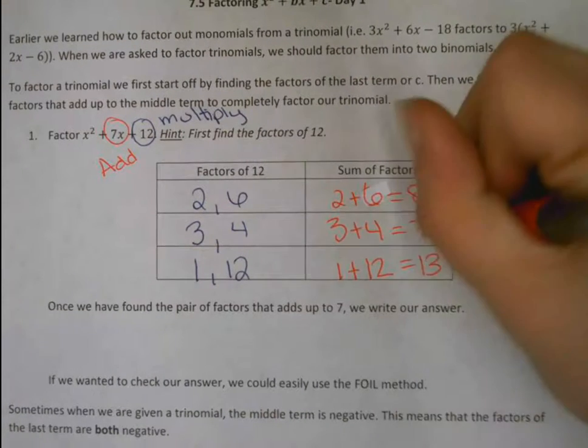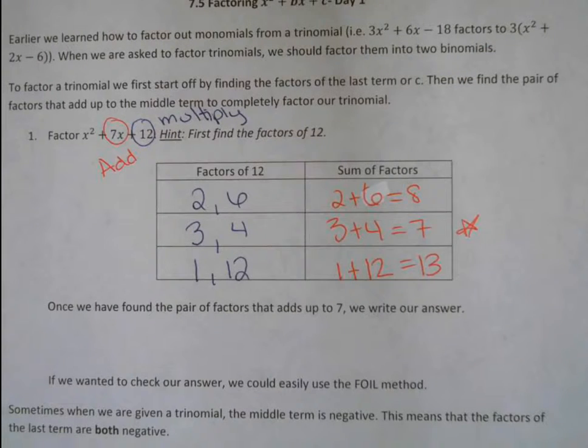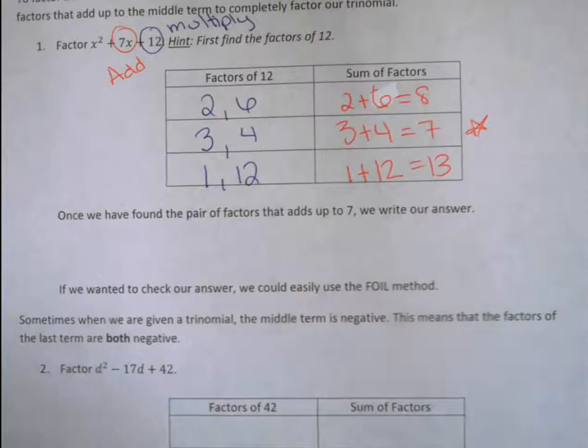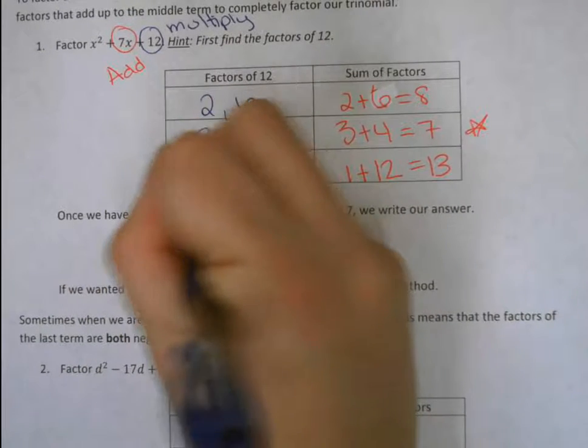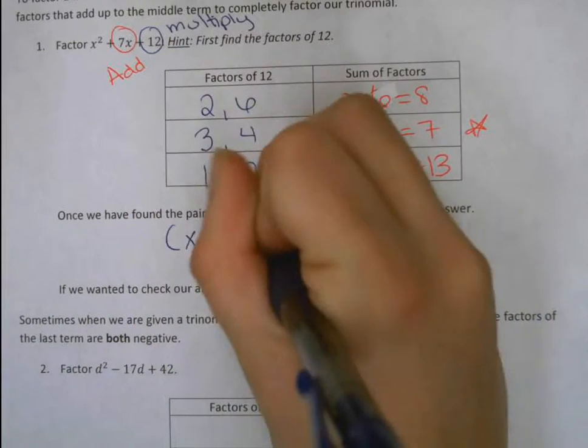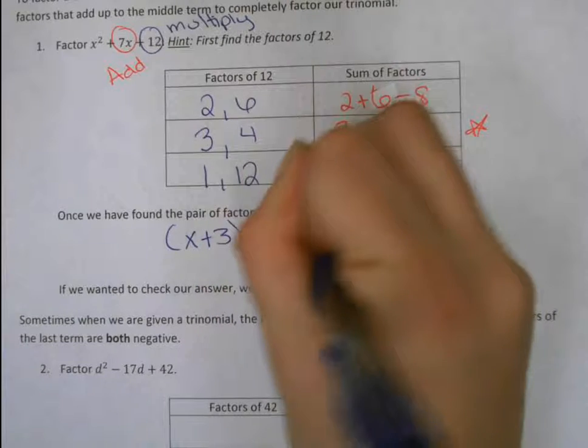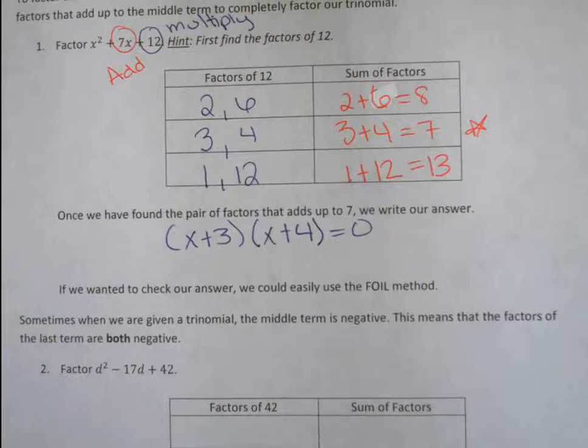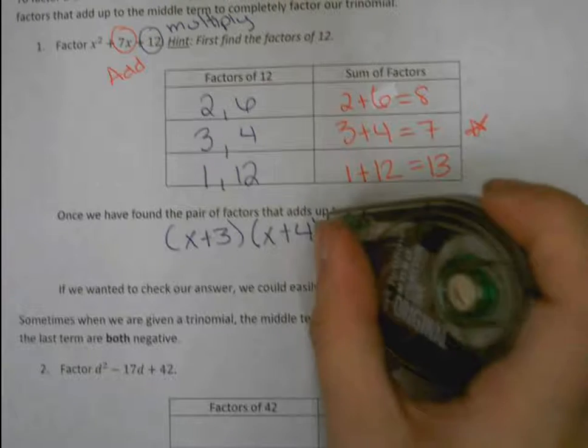7 was my middle number. So 3 and 4 are my magic numbers here, right? They multiply to 12 and they add to 7. What I do when I want to factor these is I write them in 2 sets of parentheses. So I'm going to have x plus 3 in one set and then x plus 4 in the other. And it still equals... wait, it was never equaling 0. Just kidding.